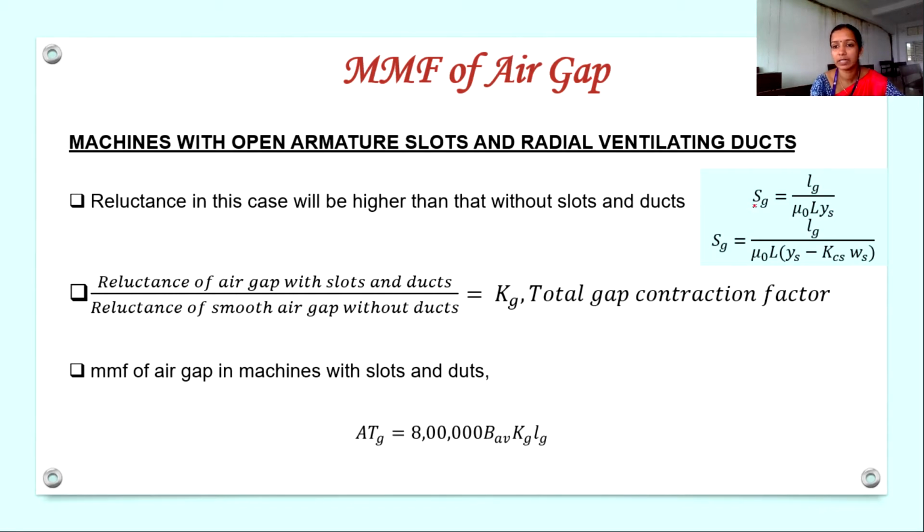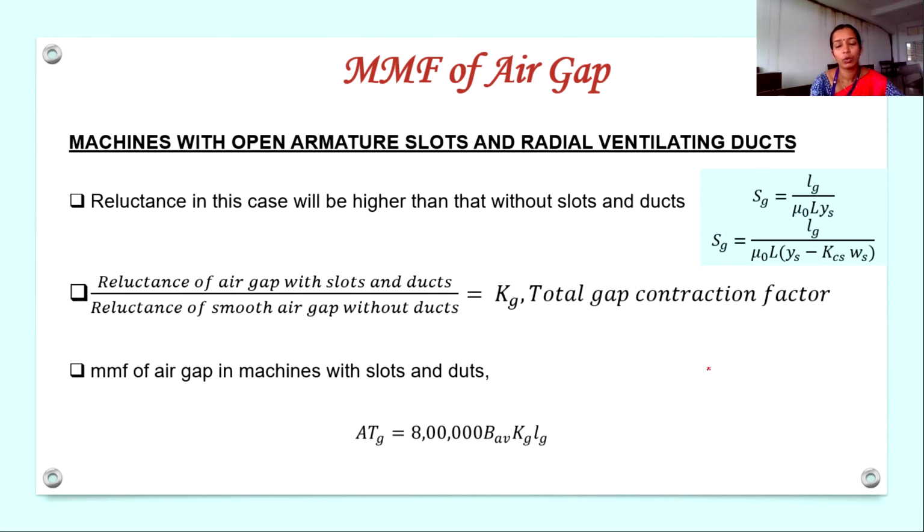The first equation, Sg is equal to Lg divided by mu 0 L into Ys. This is the equation corresponding to a smooth air gap, and this is the equation for an air gap with slots and ducts. By comparing these two equations we can see, here it is Ys, here it is Ys minus Kcs Ws. So the denominator is reduced here, so reluctance will be more here. With slots and ducts, the reluctance of air gap will be more.